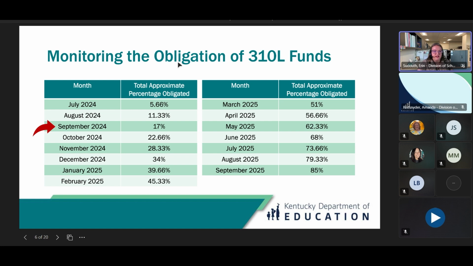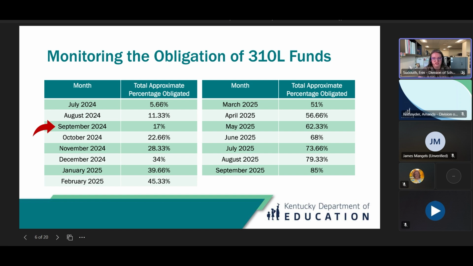I have updated our timeline of obligations slide to focus on our new project, which is 310L. And remember, this is just to help make sure that you are on track to obligate at least 85% of funds by September 30th, 2025. So these aren't ESSA required percentages. This is just an average divided out over the 15-month period. It's about 5.5% every month.